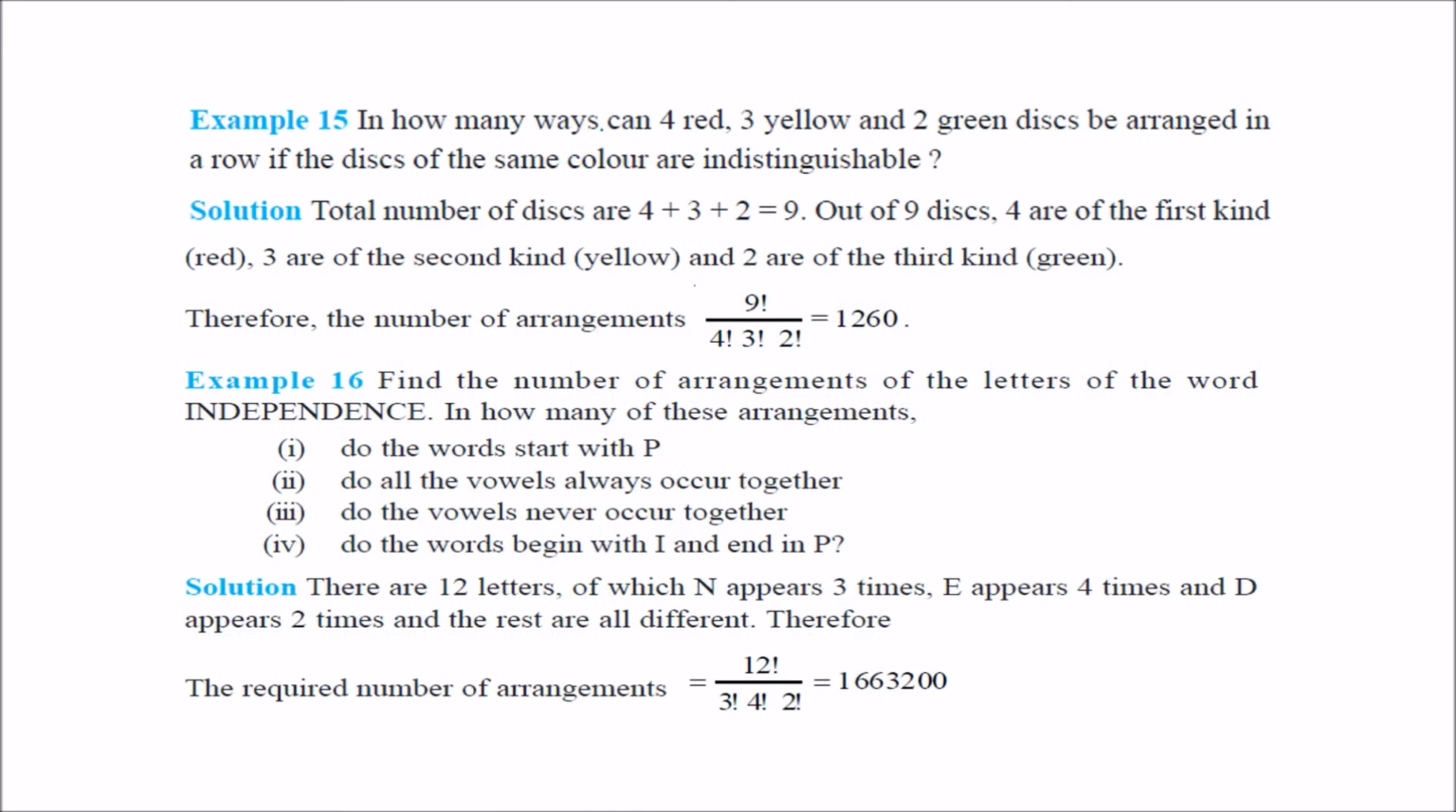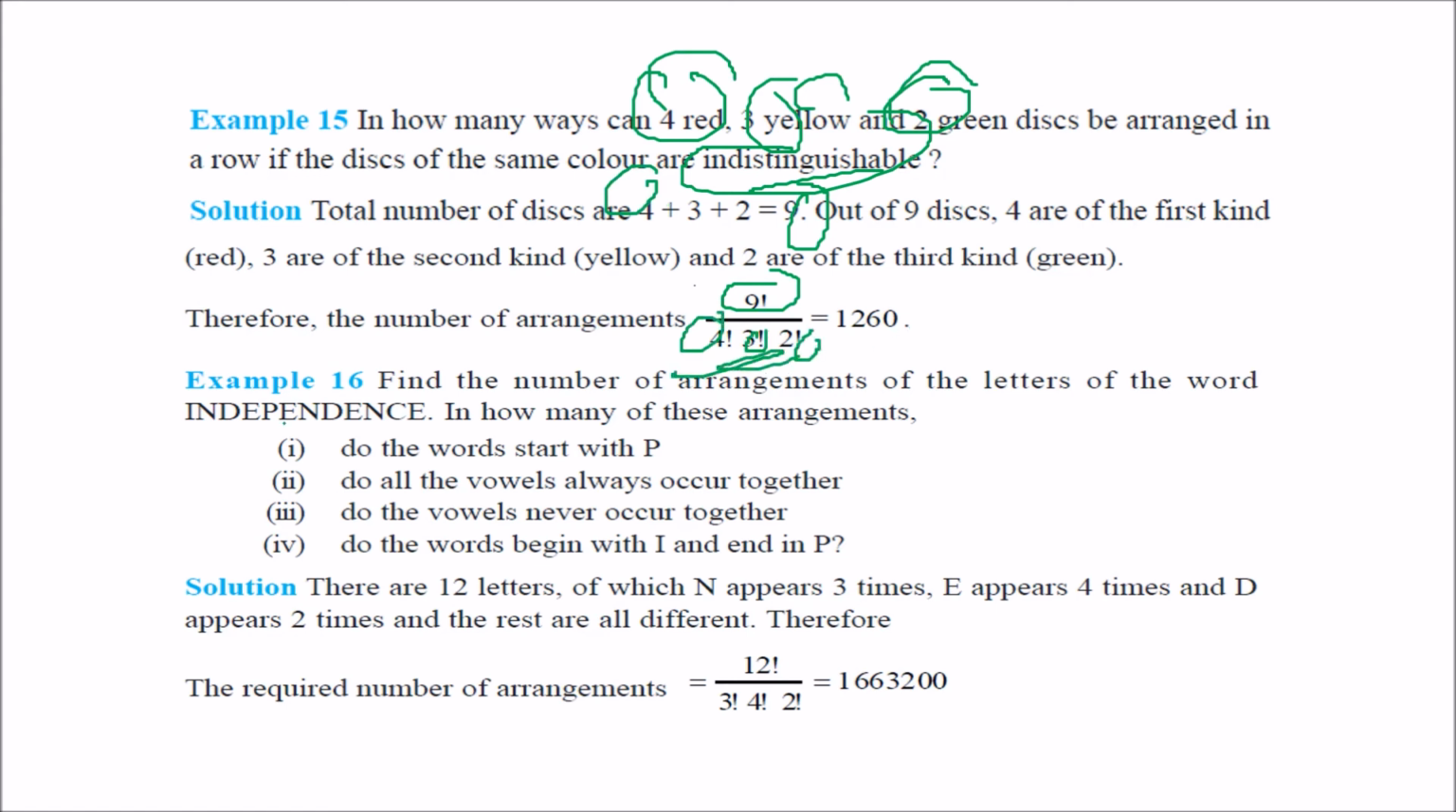Next question is, in how many ways can 4 red, 3 yellow, 2 green discs be arranged in a row? The discs of the same color are indistinguishable. See how many are in all: 3 plus 4 plus 2. So in all the number of discs is 9. So factorial 9 are the ways. But they are saying that these discs are indistinguishable. That means it will be factorial 9 divided by factorial 4, factorial 3, factorial 2, because these are indistinguishable.